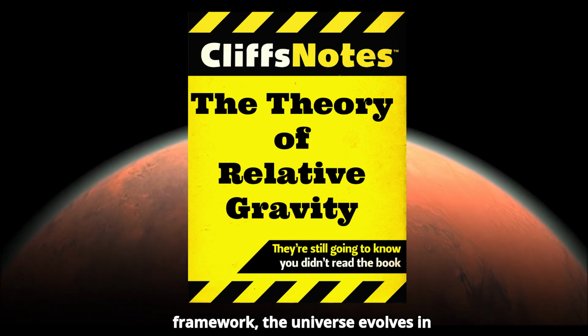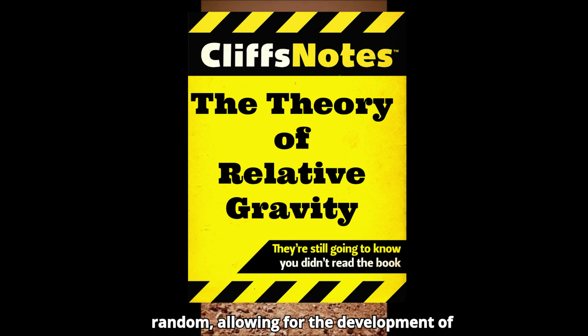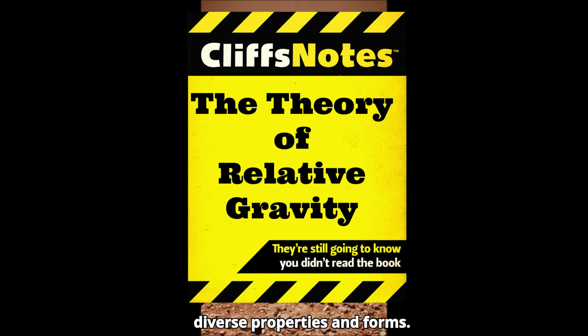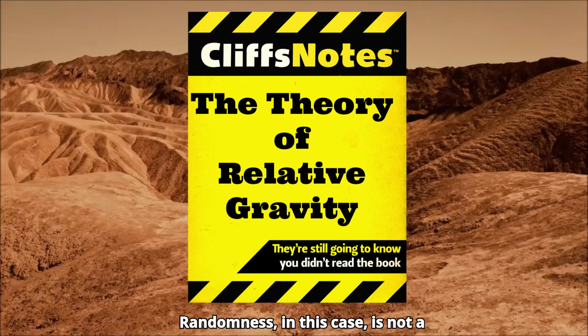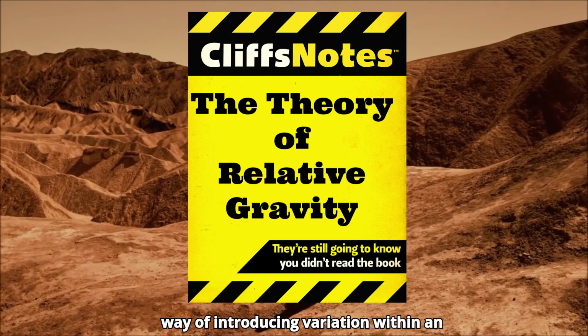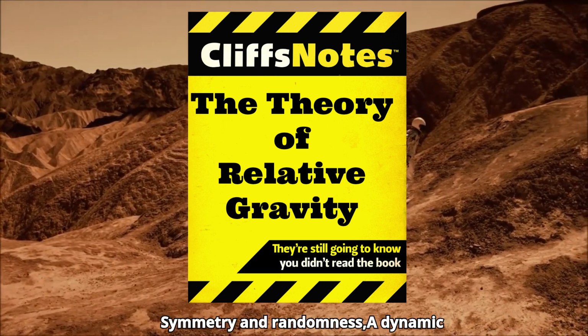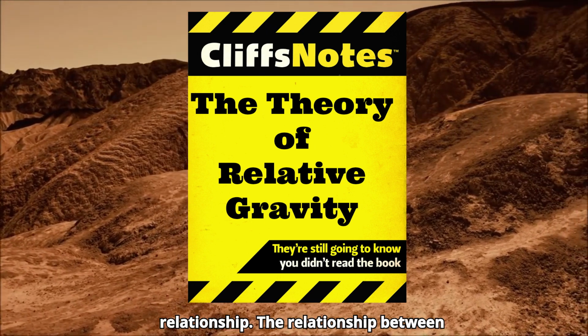In this framework, the universe evolves in patterns that are both symmetrical and random, allowing for the development of diverse properties and forms. Randomness, in this case, is not a complete negation of order, but rather a way of introducing variation within an underlying symmetrical framework. Symmetry and randomness, a dynamic relationship.